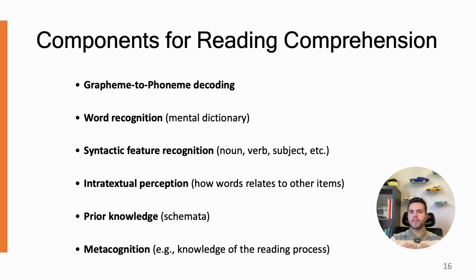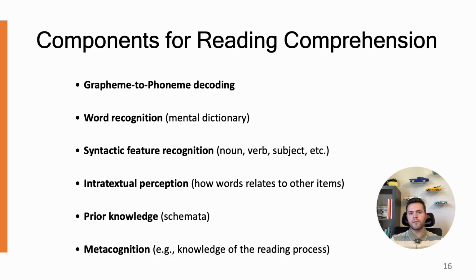Now that we've looked at schema theory and how background knowledge plays a role, let's step back and take a broader look at what actually goes into reading comprehension. Reading is a complex process made up of several interconnected components, and we're going to have a walkthrough here. First, grapheme to phoneme decoding. This is the basic skill of matching letters to sounds. It's especially important for beginning readers or for learners whose first language uses a different writing system.